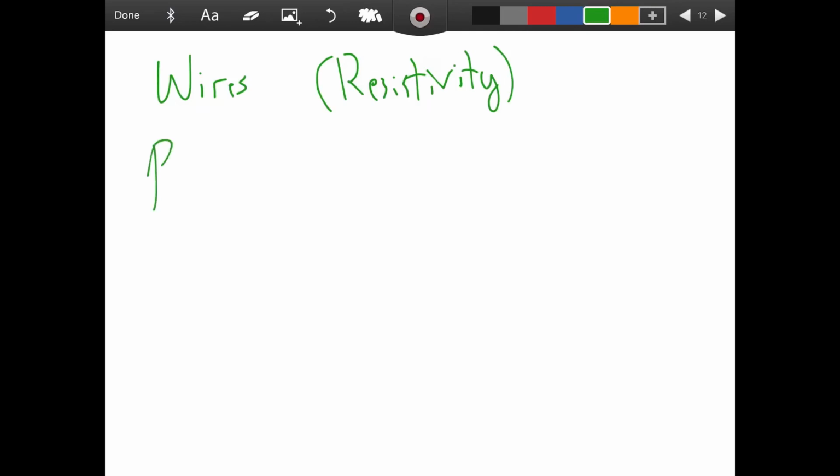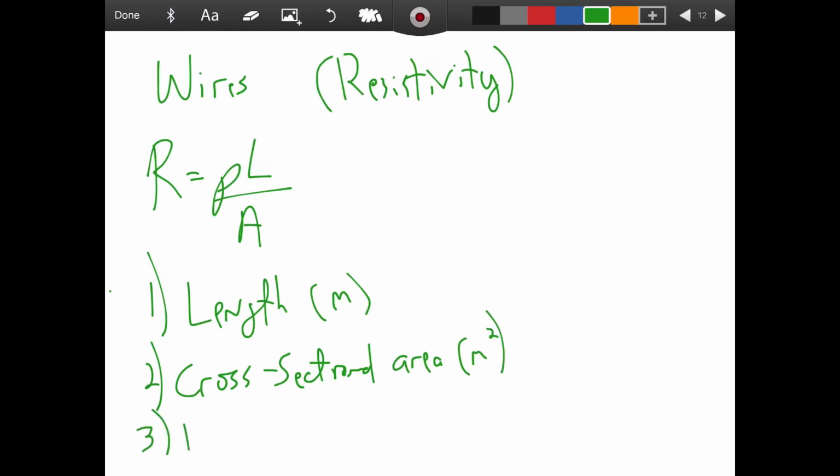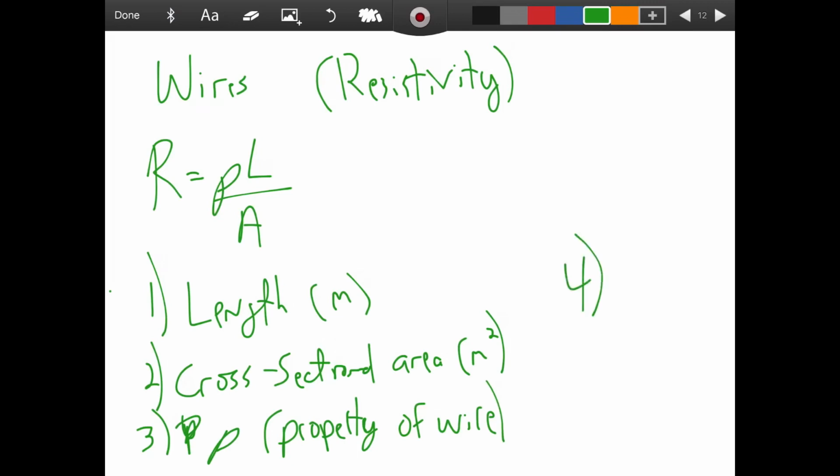There are four things that affect the resistivity of a wire. The first is length. Measure that in meters. Second is the cross-sectional area, which is meters squared. The third is the Greek letter rho, which is a property of that wire. And the last one, which again we're probably not going to be assessed on, is temperature. So the higher the temperature, the more resistance or resistivity of a wire.